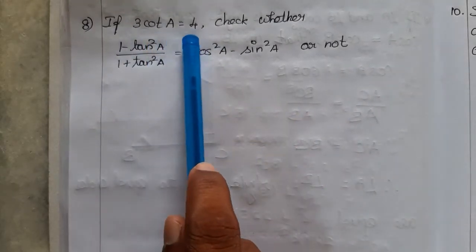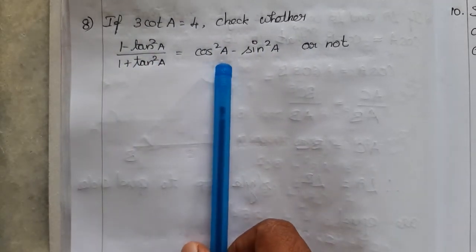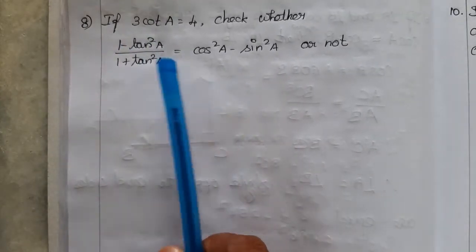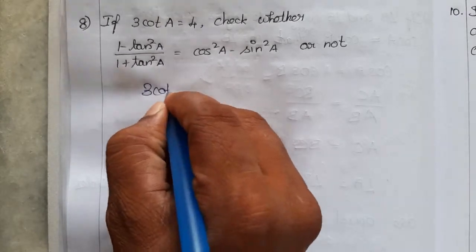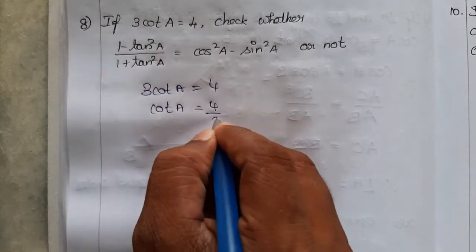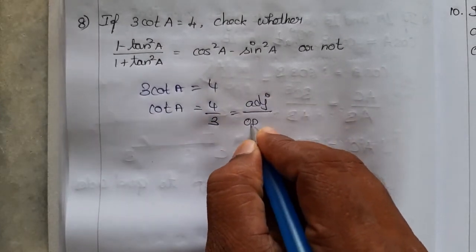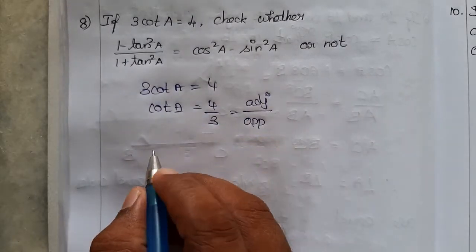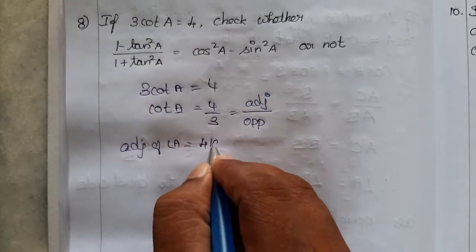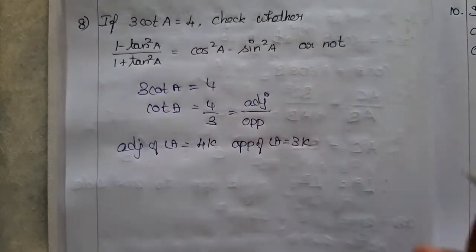If 3 cot A is equal to 4, check whether 1 minus tan square A by 1 plus tan square A is equal to cos square A minus sin square A or not. We have to check whether this and this are equal or not. The given data is 3 cot A is equal to 4. That means cot A is equal to 4 by 3. So the cot, we know, is adjacent by opposite to the angle A, right? So the adjacent of angle A is 4k and the opposite of angle A is 3k, right?